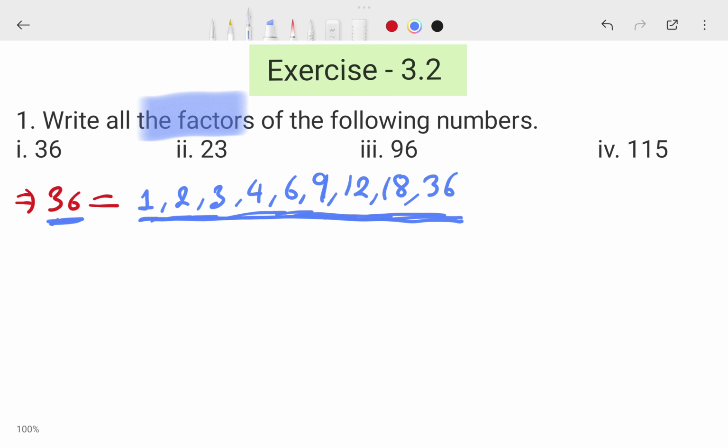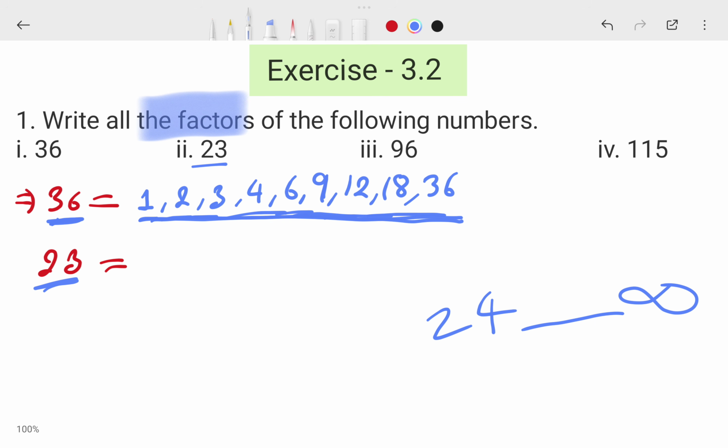Okay, is it completed? So let's talk about 23. Now this is given 23. Let's take the red pen here. Write the factors of 23. Let's start from 1, and we go till 23 only. Why? Because after 23, if you count, you will not get any factor. In the 24 table and after, even if you go to infinity, you will not get 23 in any table. So we have to go up to 23 tables.